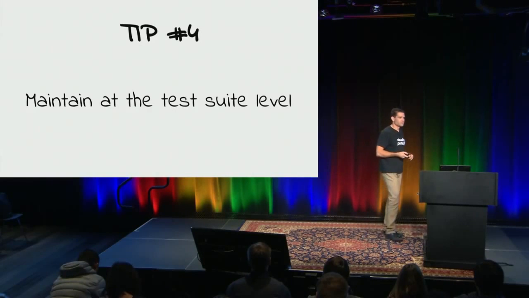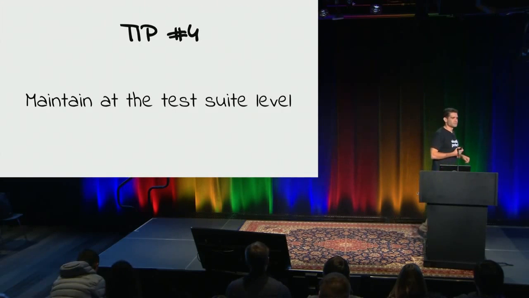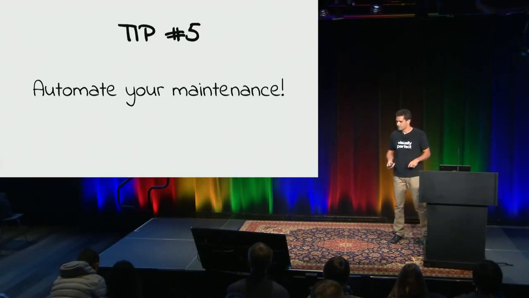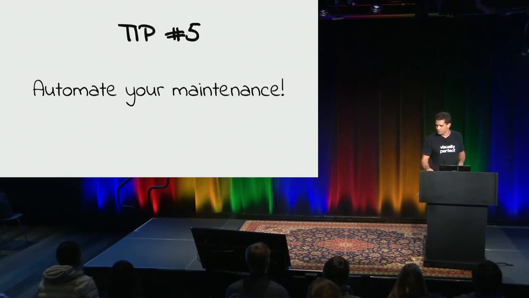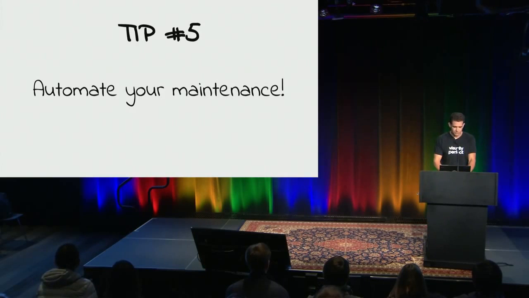In fact, what you would really want to have is the ability to see only the unique changes and not all of their occurrences. And this leads us to the final tip, which is automate your maintenance. In order to explain to you what automated maintenance means, I'll show you another demo with Applitools Eyes.